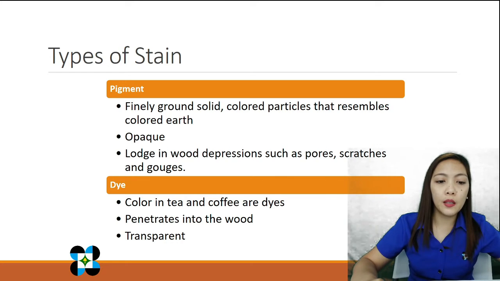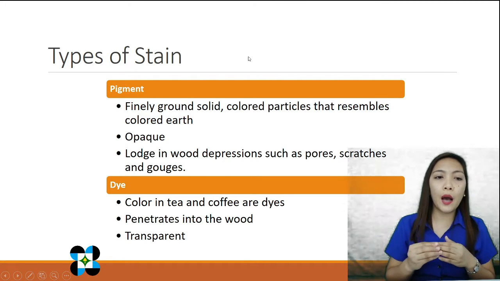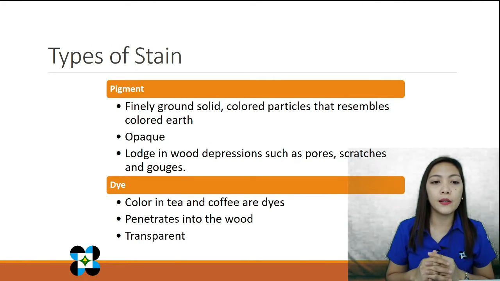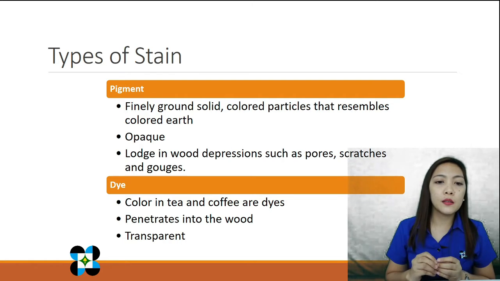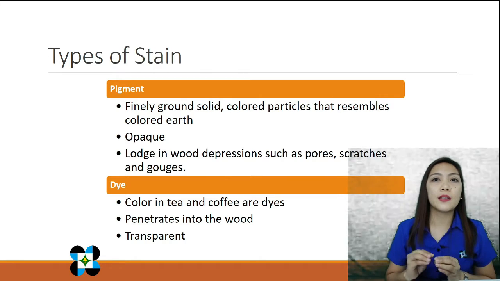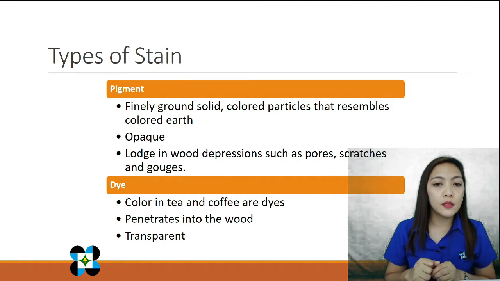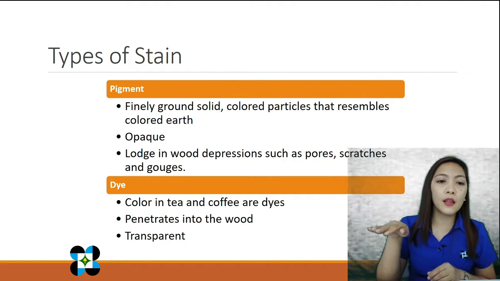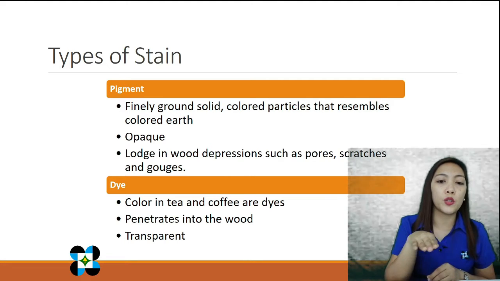While yung dye type naman, this is the color in tea and coffee, and it penetrates into the wood and leaves a transparent effect. So, the idea behind sa paggamit ng pigment and dye type, I always use some analogy. Kapag kumuha ka ng finely ground solid, for instance, ng mud, you mix it with water. Once you mix it with water, you brush sa surface ng kahoy. So, what you imagine is that nandun lang siya sa ibabaw ng surface kung saan mo siya in-apply.